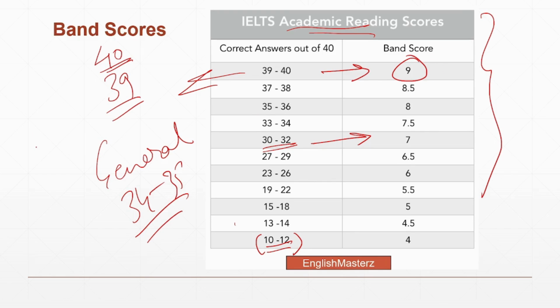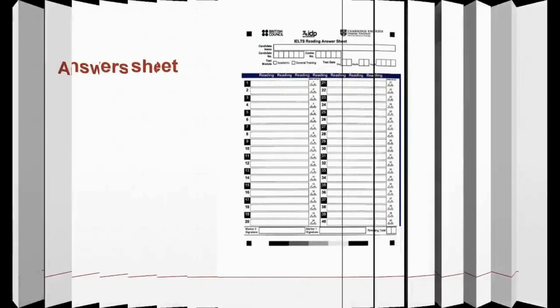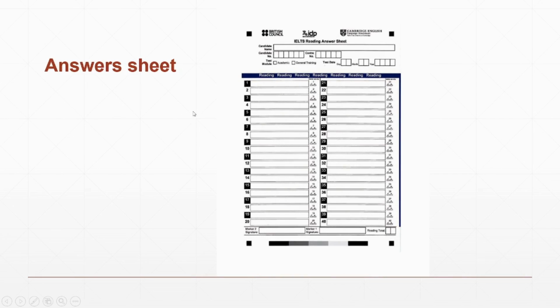So this is the major difference between the band scores for academic and general. Since general is taken by working professionals and academic is taken by those who are going for studies, meaning they are from a student or study background, for them these are the differences which have been allotted for the band scores. And then we move on to the answer sheet.